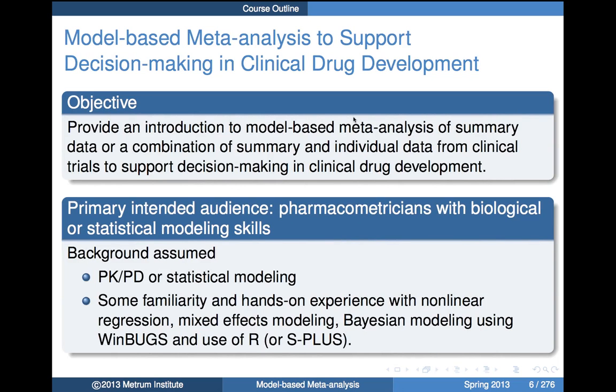So let's start digging in a little further. Okay, so I sort of mentioned the objective already. I want to provide an introduction to model-based meta-analysis. The intended audience here are people who have some PK/PD or statistical modeling experience and already have some familiarity and hands-on experience with nonlinear regression, mixed effects models, and Bayesian models using WinBUGS, and are already familiar with using R.